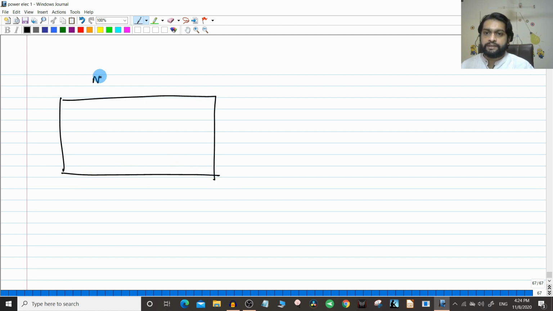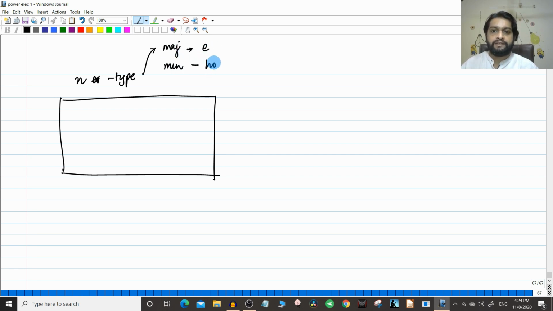So for example, this is your n-type material, with n in small letters. In n-type material, you have a majority carrier and a minority carrier, so you will write that. What are the majority carriers? It is electrons. What are the minority carriers? These are holes. We will represent the electrons as some dots here.